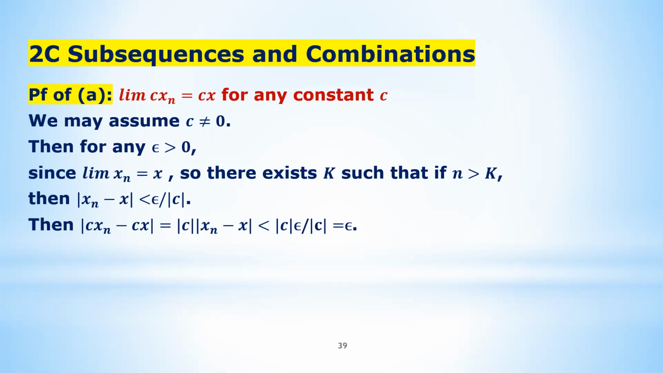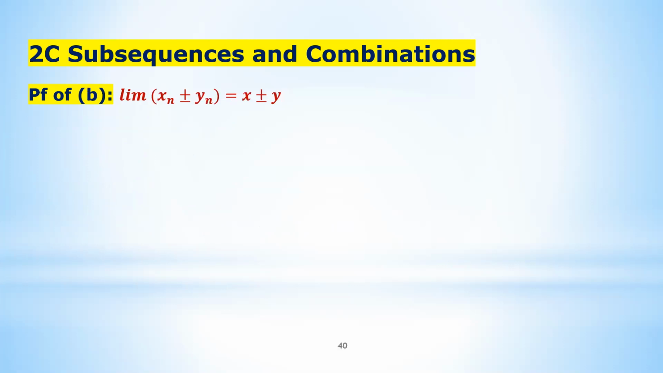Okay, no question. Let's move on to part B. So you'll get this result, okay? Now part B is that we want to show that the limit of xn plus or minus yn equals x plus or minus y. So here I'm only looking at the plus case. For the minus case, the proof is just similar. There's nothing new. These two proofs are very parallel.